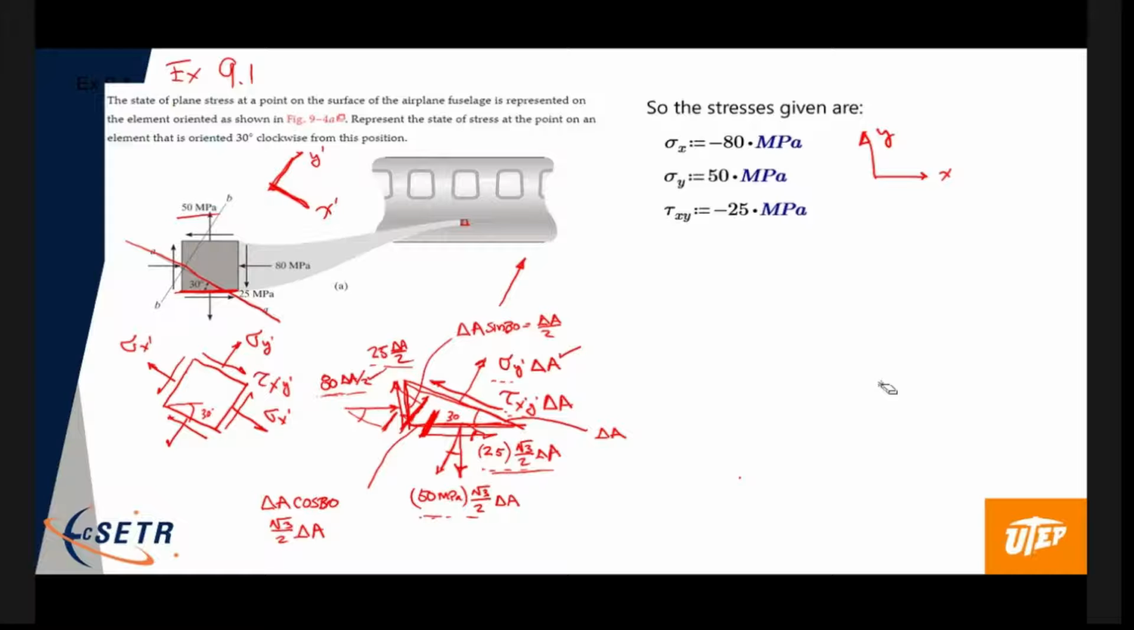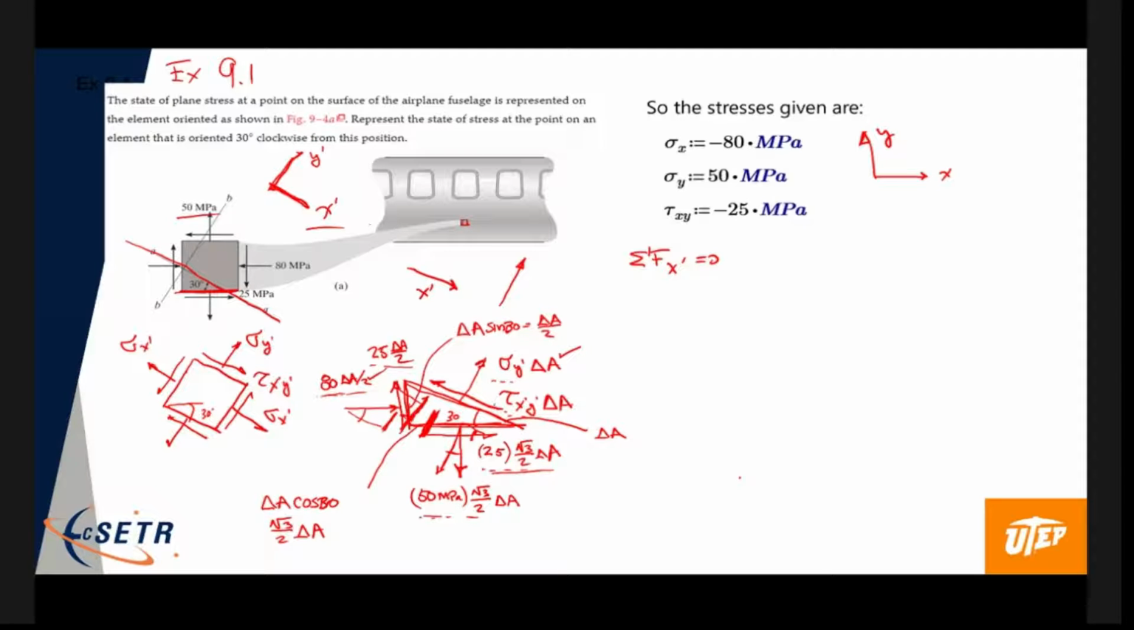Now if we were to do the sum of forces, same free body diagram, in the x prime direction equal to 0, that's in this direction. Oops, I'm sorry, the other way. This way. In this direction, right? That's my x prime direction. Do the same thing.